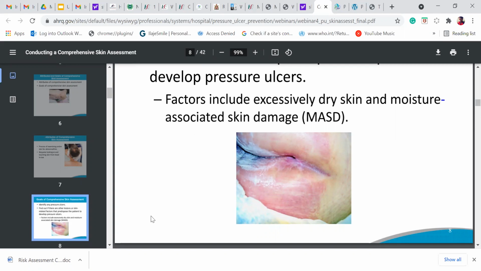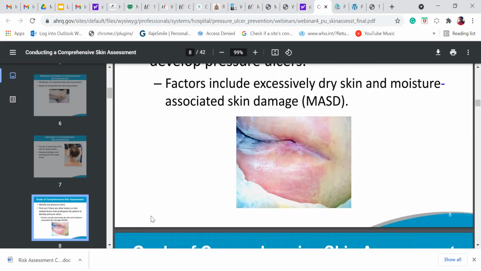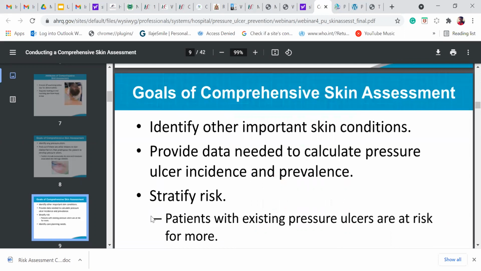Most patients, especially incontinent patients, the geriatrics, because they are incontinent, they usually are at risk of developing moisture-associated skin damage. This might not be entirely a pressure sore, but it can actually lead to pressure ulcers as well. So we need to check for this if there is a risk factor.